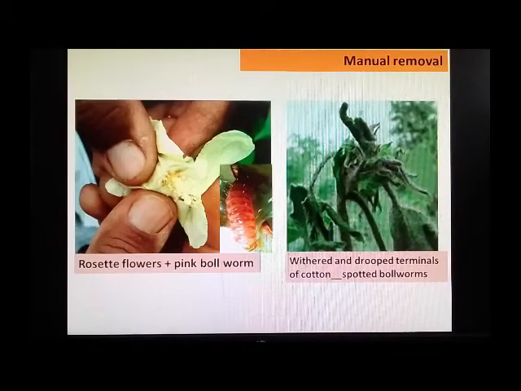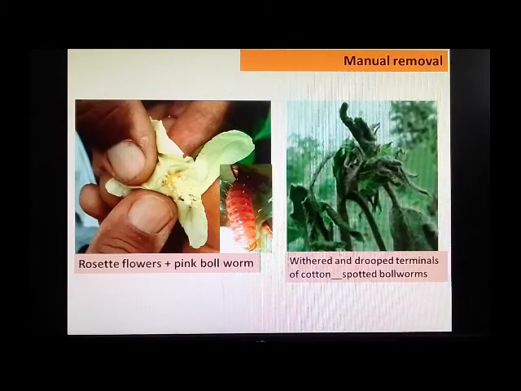Now, regarding manual removal, this is especially helpful in case of pink bollworm. Whenever someone sees that the flower is rosetted, one can find the pink colored caterpillar inside that flower, and that is the symptom of the pink bollworm. So the rosetted flowers of the cotton, if they are removed, actually one is removing and destroying the pink bollworm caterpillars.